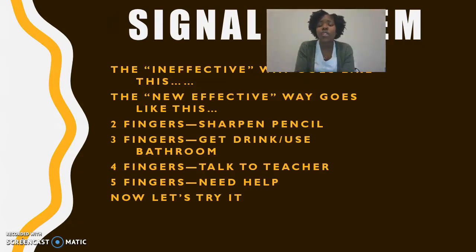If they need to go to the restroom or get water, 3 fingers. I've even seen the restroom signal, the sign language signal. Talking to the teacher: oh, I have a question, 4 fingers. And then if you need help: oh, I need help with the question, 5 fingers. So then, again, that's something that you would practice.